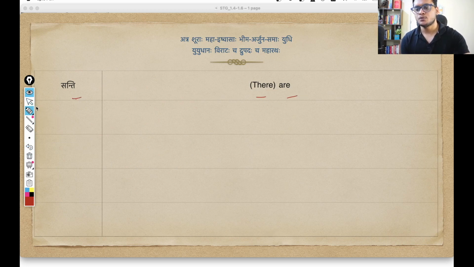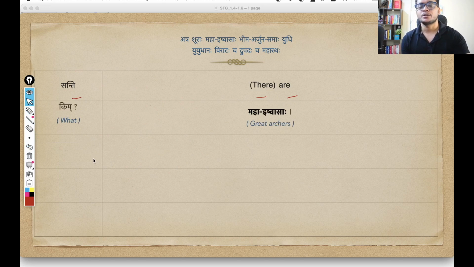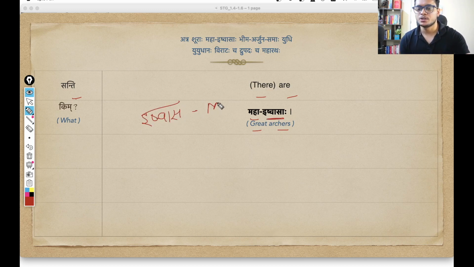And immediately a follow-up question will come up: there are, but there are what? And in response, the answer is Maha Ishwasaha, great archers. This word Ishwas is a masculine gender word, and it means archer, right? In plural, it becomes Ishwasaha. Maha simply denotes their skillfulness, magnificence, grandeur. So Maha Ishwasa, great archers. So there are great archers, okay?